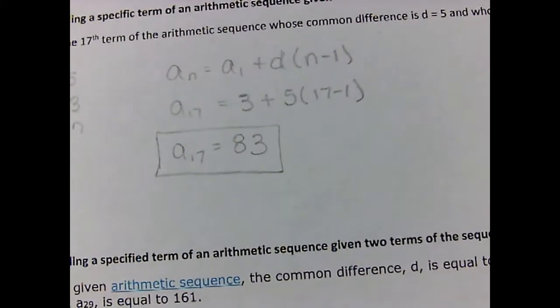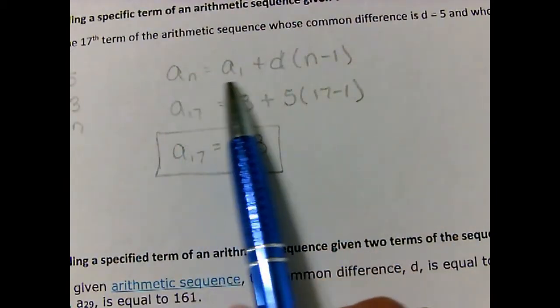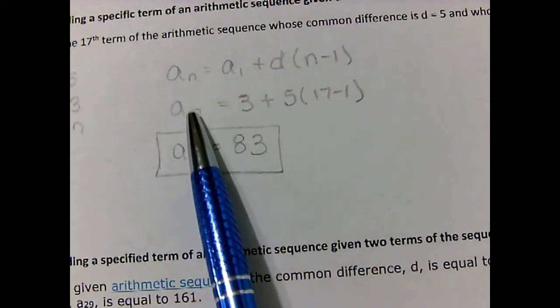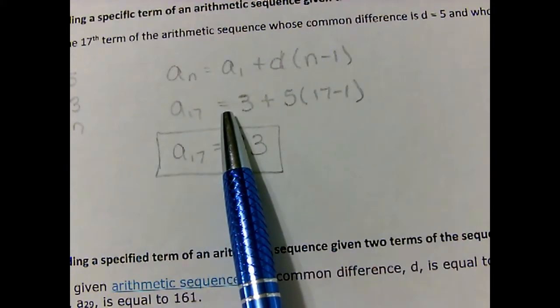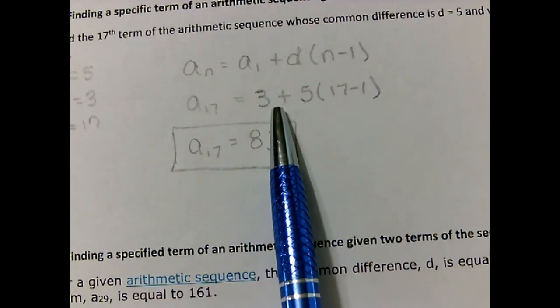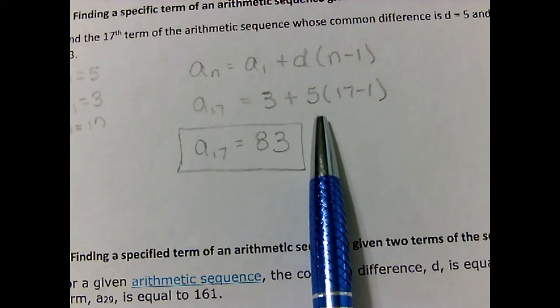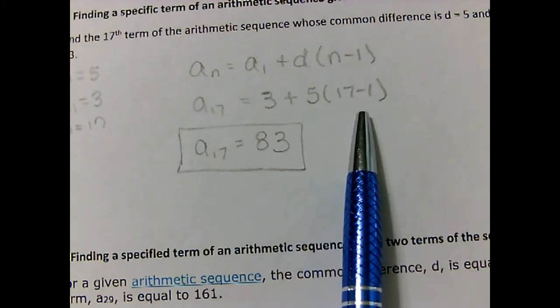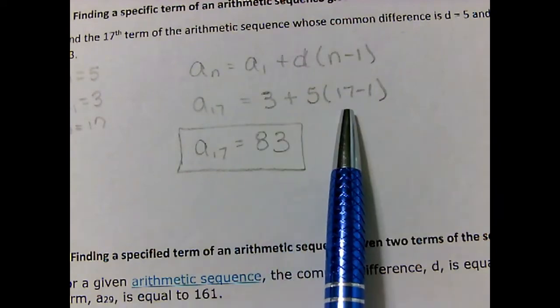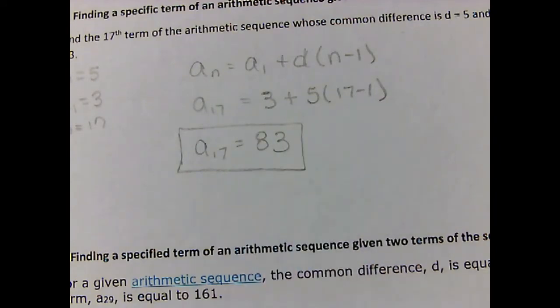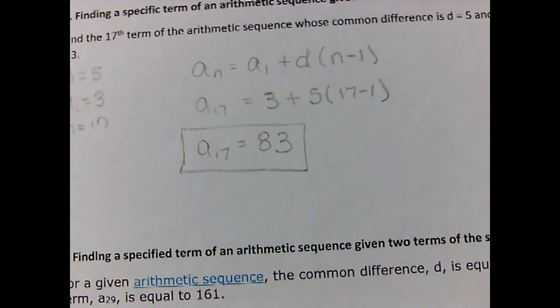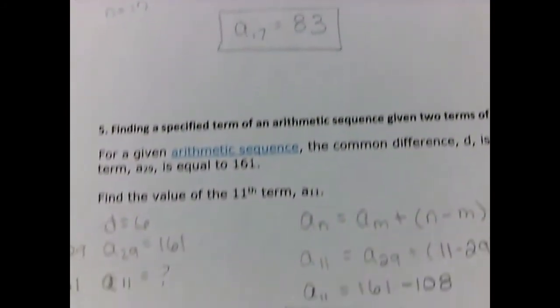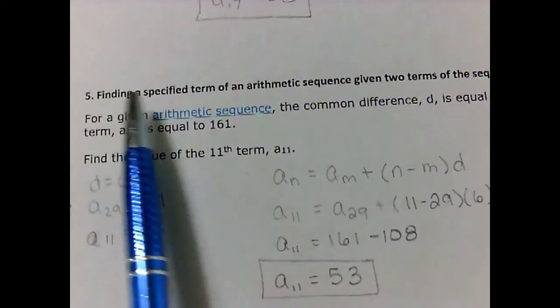Use the exact same equation as in the previous problem, and all we're doing is substituting. a of 17 is equal to a of 1, which is 3, plus d, which is 5, times n minus 1, which is going to be 16 here. Plug this into the calculator and you'll get a of 17 is equal to 83. Okay. Number 5 is a little bit different.